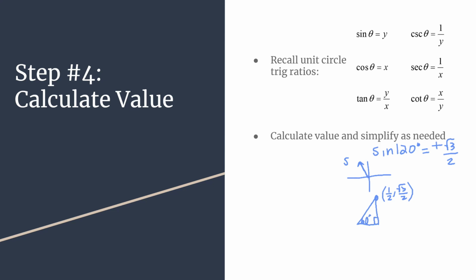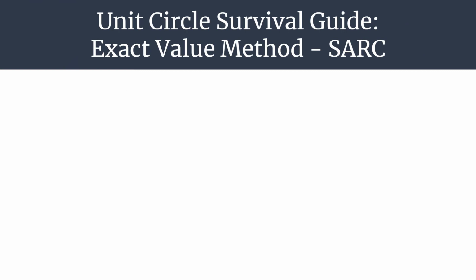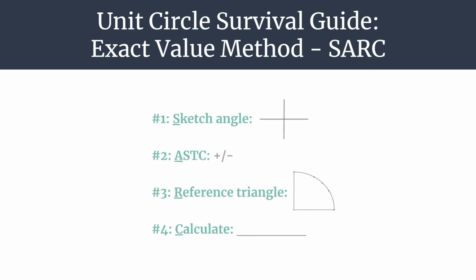All right, so let's take a quick look at the template you can use. So remember SARC, S.A.R.C, and that'll help you remember which step comes next. All right, so step 1, we sketch our angle, specifically the terminal side, and so you can sketch in just a quick little grid here. Step 2, you'll think A.S.T.C, and that's where you decide is your final answer positive or negative. Step 3, you'll create your reference triangle to get the coordinates x, y, so that you can calculate in step 4, and just make sure you know those trig ratios.